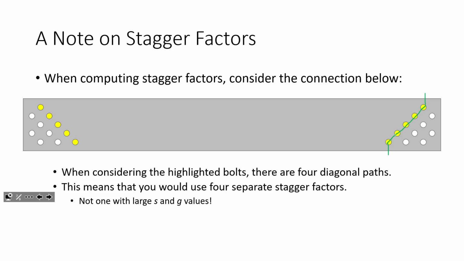Yes? So can you just do the stagger factor once and then multiply it by 4? If the distances are the same, yes. Absolutely. If the distances are not the same, you will have separate stagger factors. Questions?